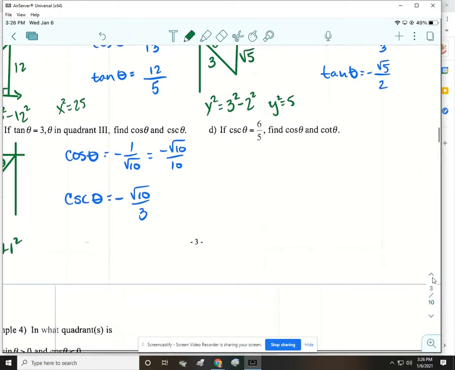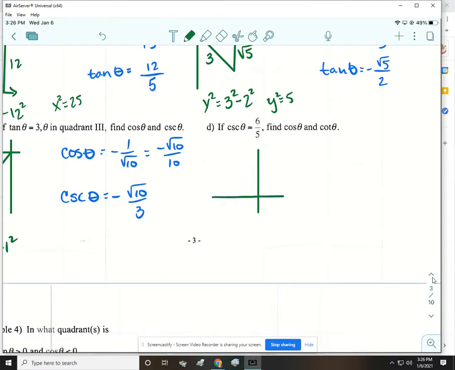All right, and then on D, we know that the cosecant is 6 over 5. Now, we don't know what quadrant we're in. We do know that the cosecant is the reciprocal of the sine, and sine is positive because the cosecant is positive 6 over 5. The sine is positive in quadrants 1 and 2. So this has 2 possible triangles.